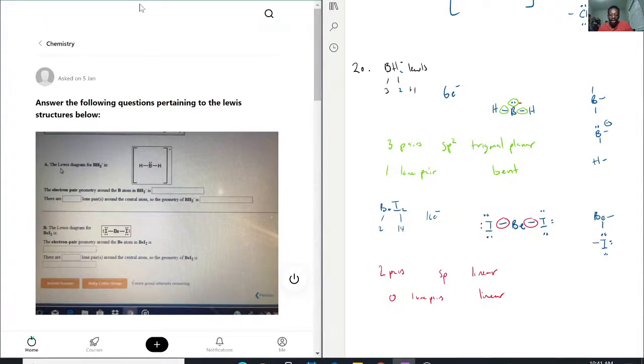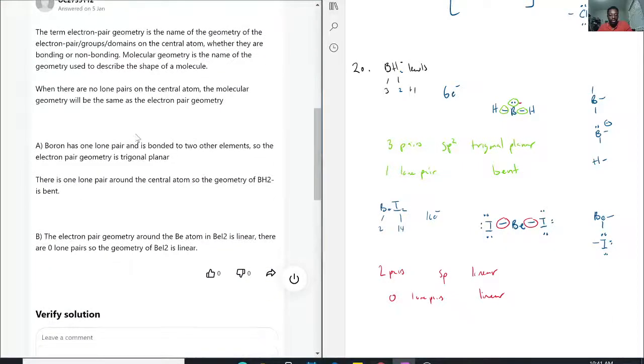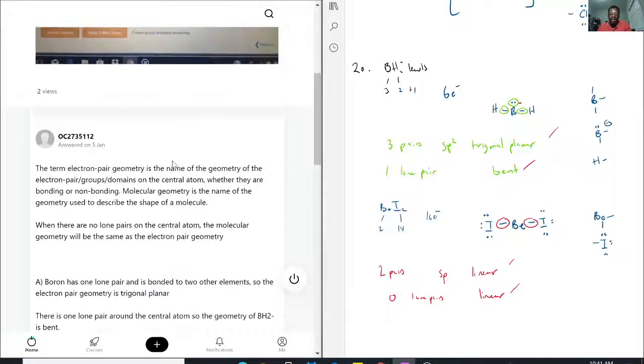So now let's go down and see if that is the case. We have boron has 1 lone pair and is bound with 2 other elements. So the electron geometry is trigonal planar. Perfect, so that one we got. And because there's 1 lone pair, it's going to be bent. So it's perfect. The electron pair geometry around the beryllium is linear, as I said, and there are 0 lone pairs, so the molecular geometry stays linear as well. So luckily we were able to get the same answers as everything else.